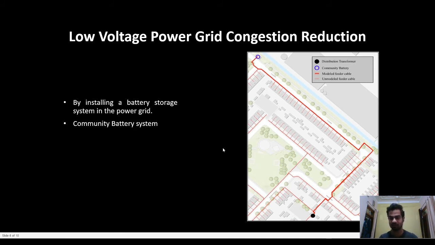So this is the proposed image of the community battery. Here the community battery is installed, then the power is delivered to each and every house or consumer through the power network feeder cable. The community battery delivers power to every house, and this is how the storage battery works.